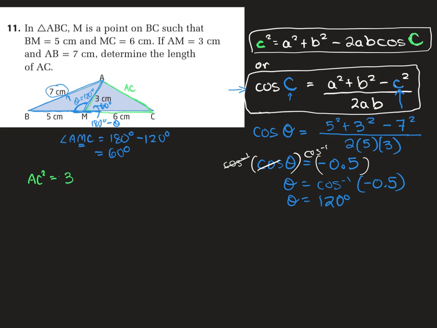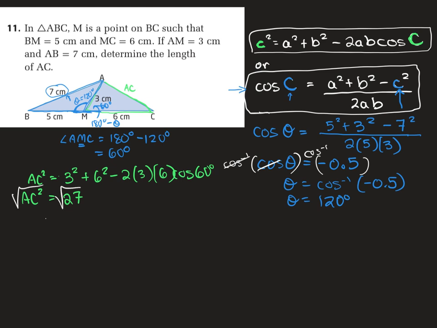The other two sides are 3 and 6, so 3 squared plus 6 squared minus 2 times 3 times 6 times the cosine of the angle we have, 60 degrees. Now we can put all that in the calculator, and we would get that AC squared is equal to 27. We're not done yet because we still have to get AC. Right now we have AC squared. So you would square root both sides.